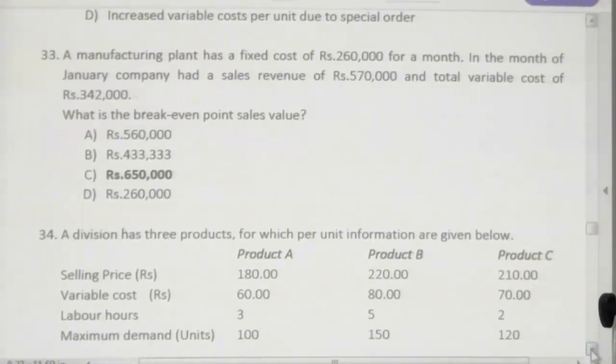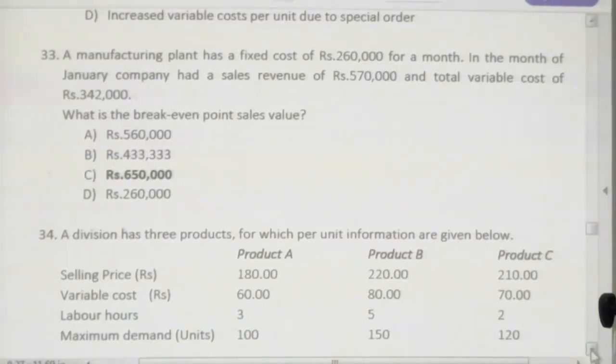To calculate easily, we have two methods. Number one, calculate the break-even quantity, then multiply it by the sales price. But in this question, they have not provided the sales price or the quantity. Therefore, we have to use an alternative method. That is, you can divide your fixed cost by the CS ratio, the contribution to sales ratio. Once you divide your fixed cost by the CS ratio, you can get the break-even point sales value.